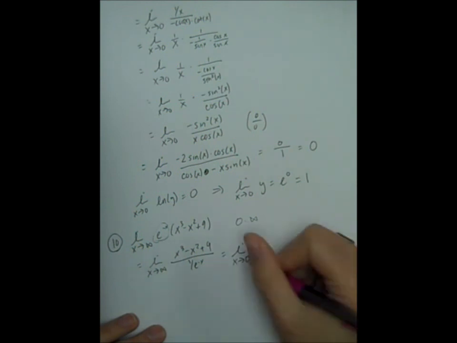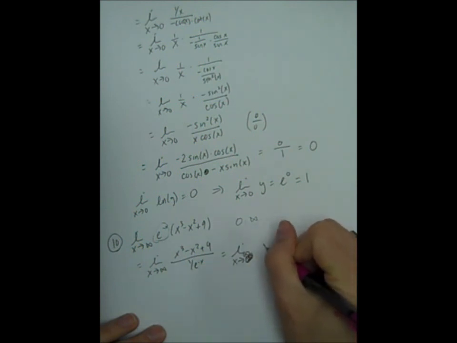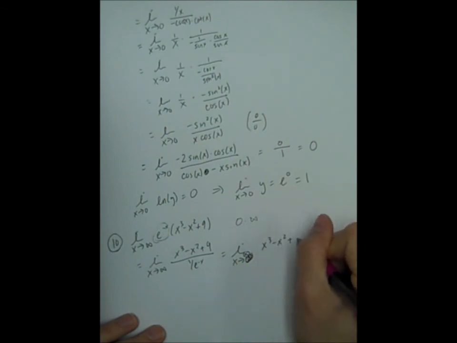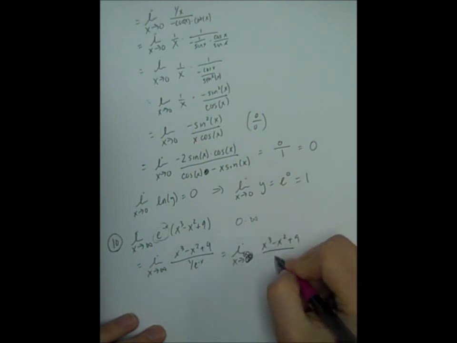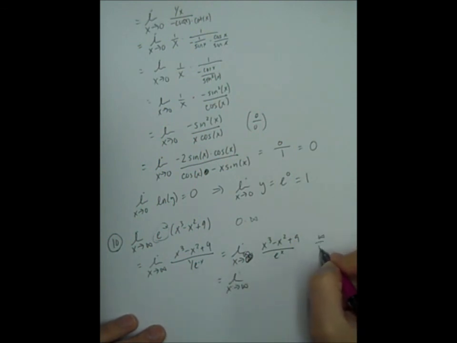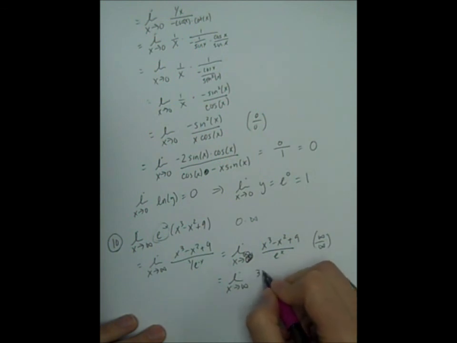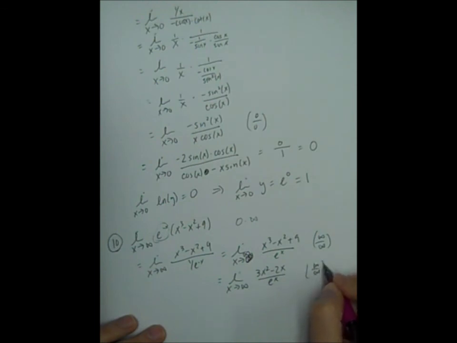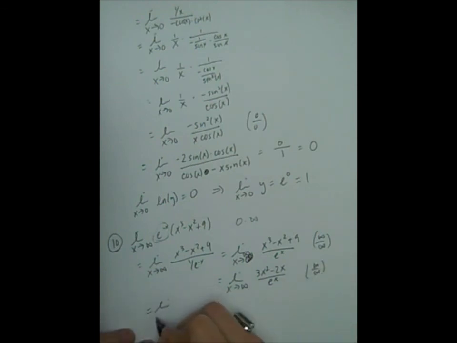Before I actually evaluate this, let's see if we can simplify it just a tad. 1 over e to the minus x is just e to the x. Now this form is infinity over infinity, so I take the derivative. So 3x squared minus 2x over e to the x. This form is still infinity over infinity, so take a derivative. So 6x minus 2 over e to the x.